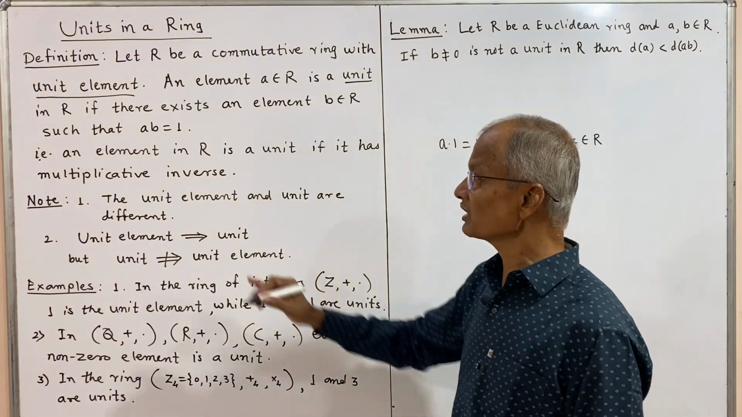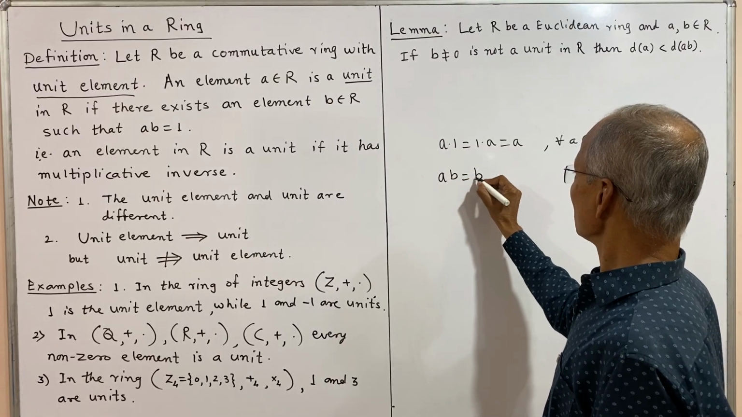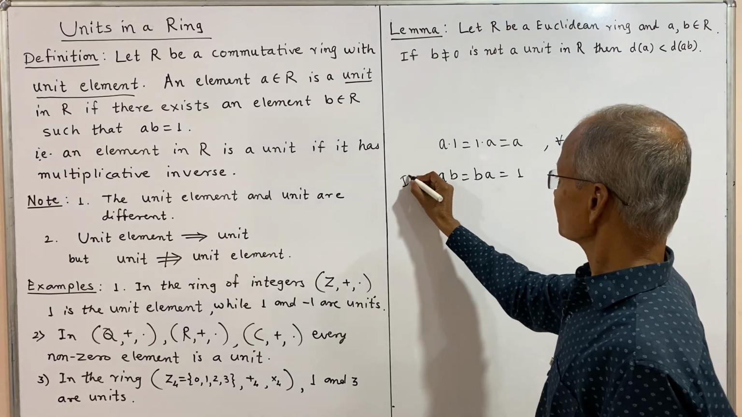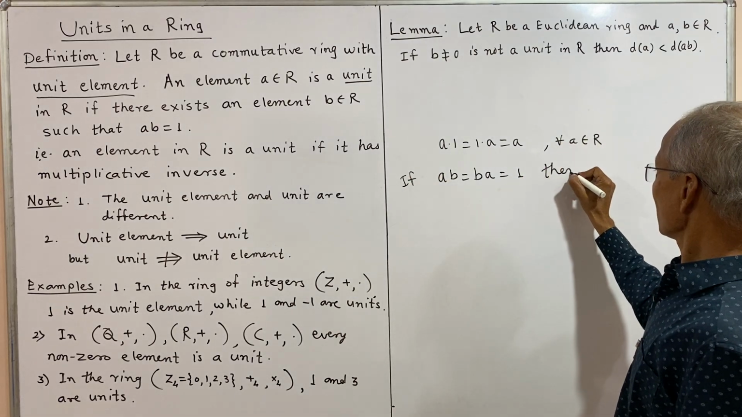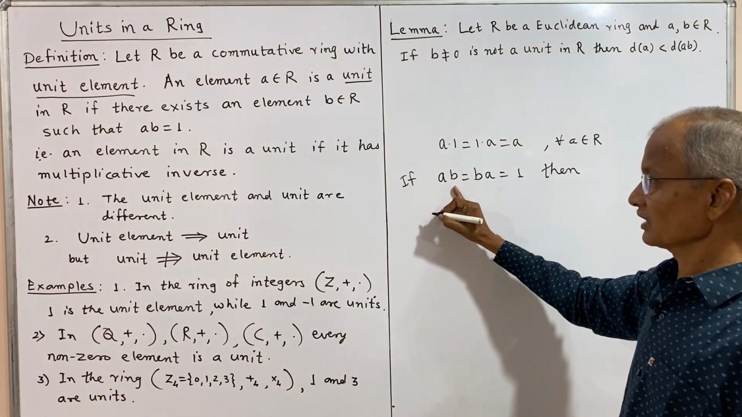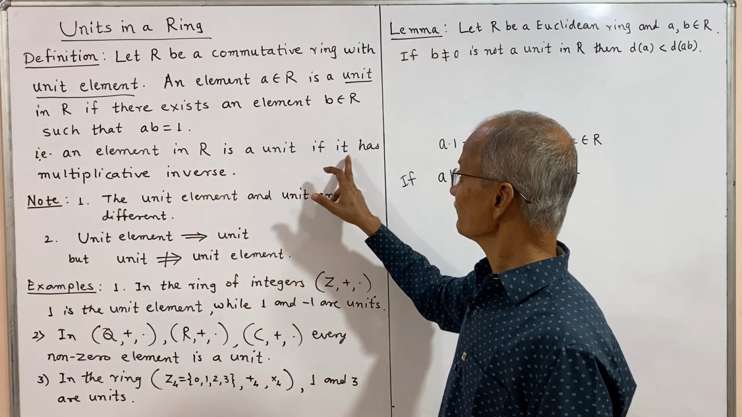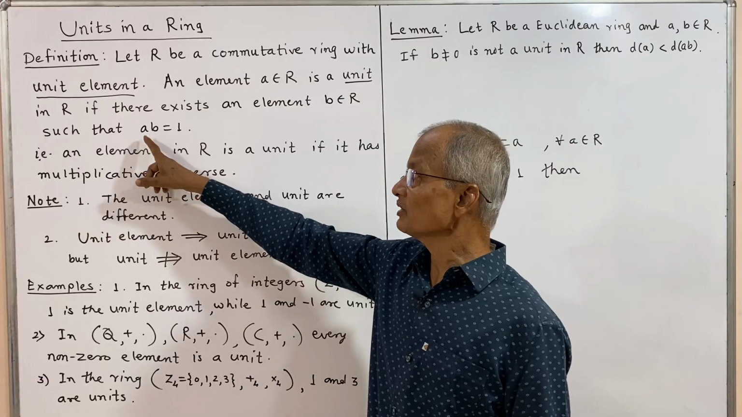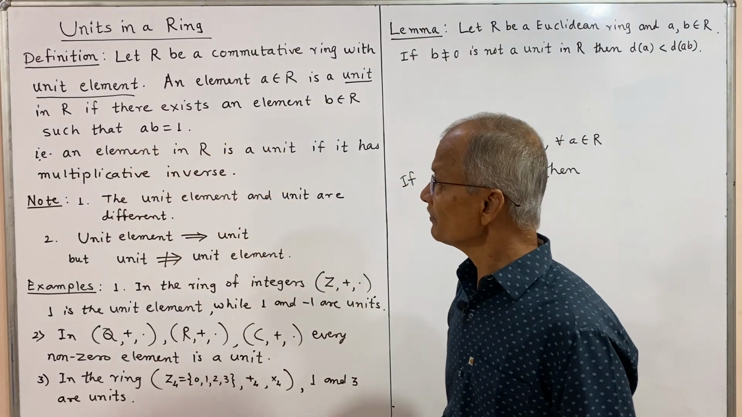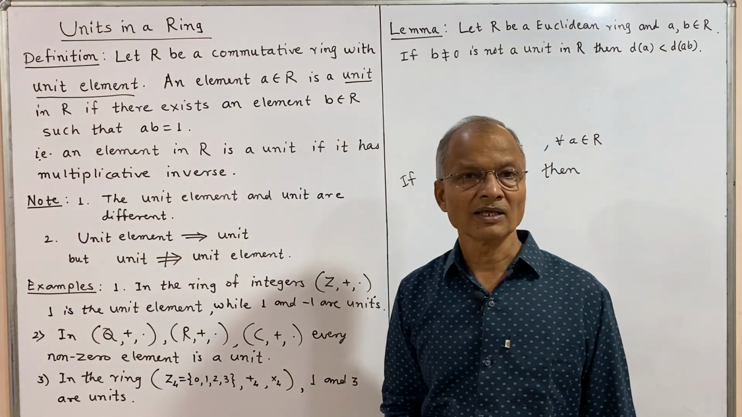This is the definition for multiplicative inverse. We have A into B is equal to B into A, it is a commutative ring, and is equal to 1. Then A and B are multiplicative inverses of each other, and that means if an element in R has a multiplicative inverse, it is a unit. So A and B both are units in R. So every element which has a multiplicative inverse is a unit in a ring.